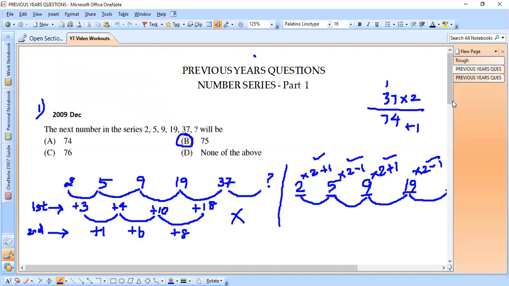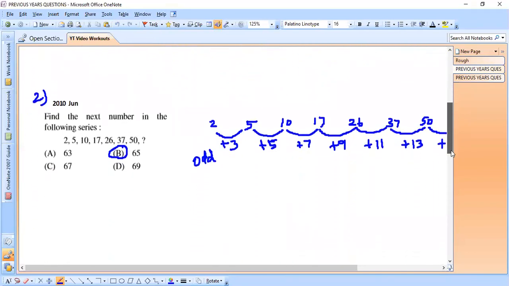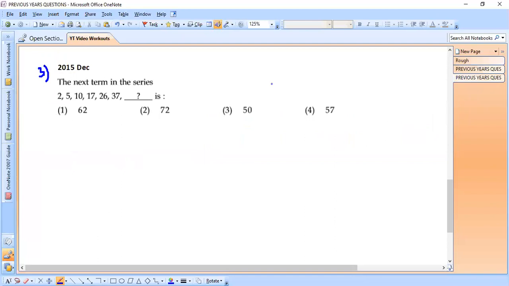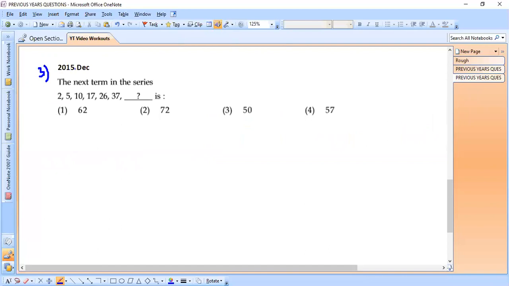See here, I'm moving to the previous session. Let's check the numbers. See question number 2 of the previous session. Here it is. So find the next number 2, 5, 10, 17, 26, 37. I think the same question is again repeated here. Let's check it. Yes, confirmed. Definitely the same question 2, 5, 10, 17, 26. The same question is getting repeated once again. So it was asked in 2010 June, and in this session we are getting it from 2015 December.